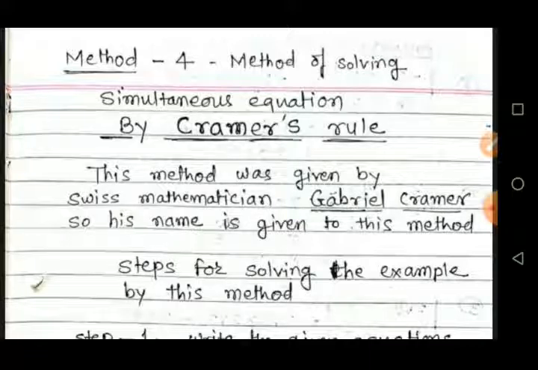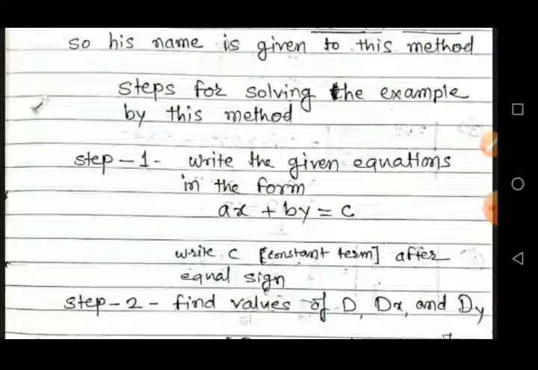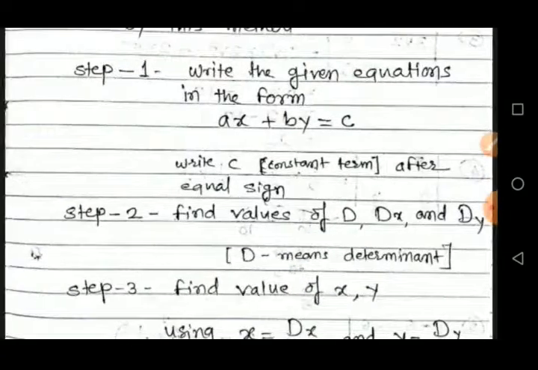Then what are the steps for solving? First step, write the given equations in the form ax plus by is equal to c. Always write the constant term, that means c, after the equal sign. Suppose it is given on the left side, then transpose it to the right side and always write down the c after the equal sign. Then step second, find the values of D, Dx and Dy. D represents the determinant.